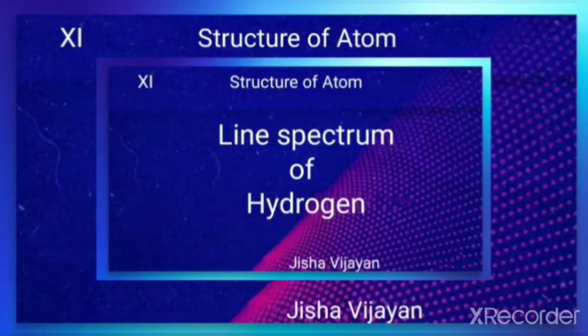Hello students, as we discussed, there are two types of atomic spectra: absorption spectra and emission spectra. Let us discuss the spectrum of the hydrogen atom, because the spectrum of the hydrogen atom has played a very important role in the development of atomic structure. So first, let us discuss the spectrum of the hydrogen atom.